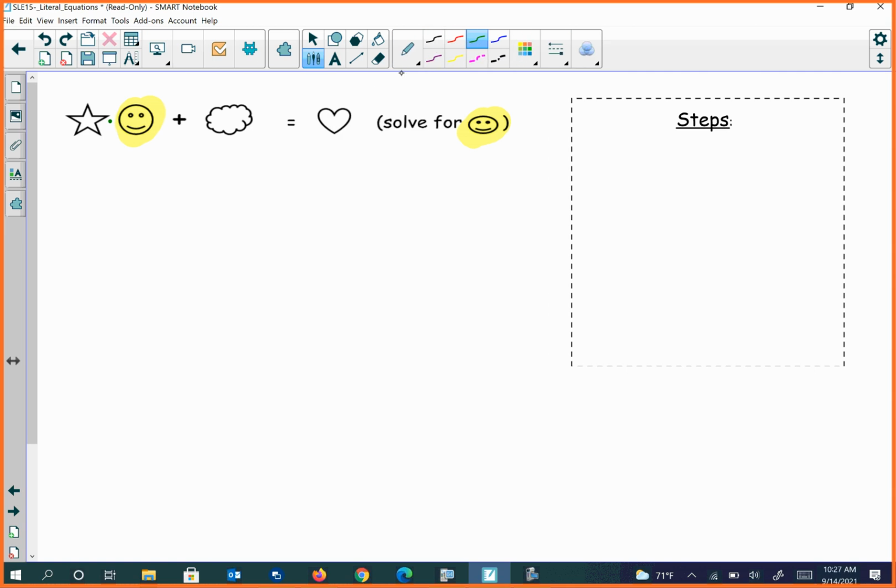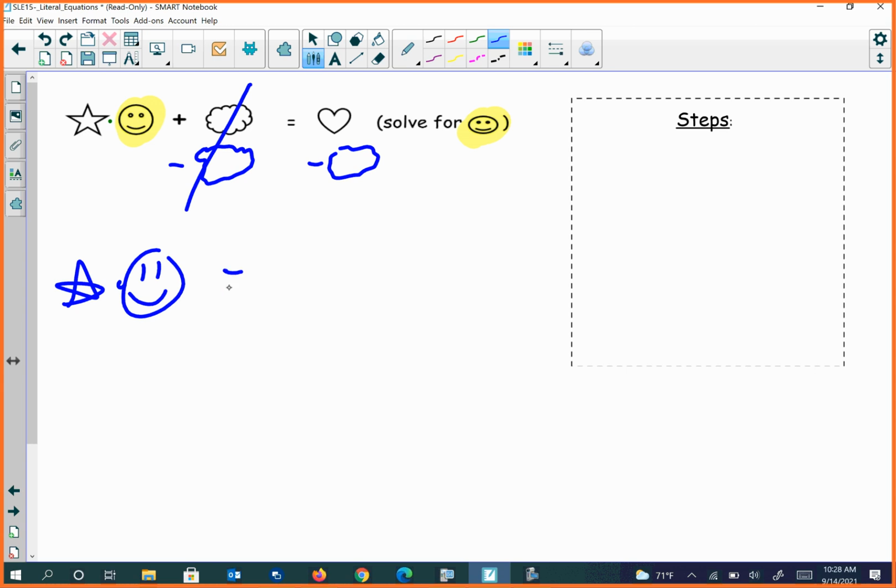Okay. Oh, now we're going to have to test my artistic abilities. So I'm going to subtract cloud. Ew. I'm sure some of you are much better artists than I am. I'm sorry. I need to go back and take art classes. All right, so these cancel. So I get star times smiley face equals heart minus cloud. Ew, jeez Louise, am I a bad artist.